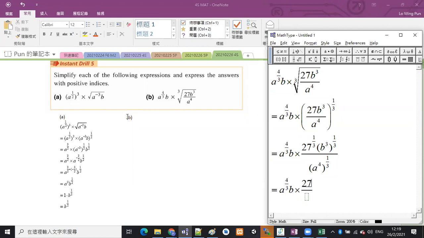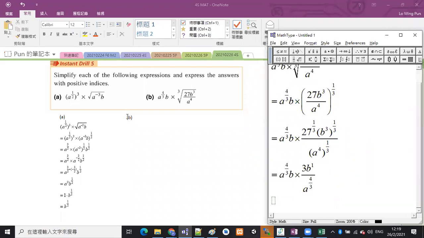Times 27 to the power 1/3. Well, actually, this is a pure number, and you may calculate this first. Use the calculator, or just know that 27 is 3 cubed, and the cube will be cancelled with the power 1/3. So it's just 3. And then we have b to the power 3 times 1/3, that is power 1. And then a to the power 4 times 1/3, that is 4/3, like this.